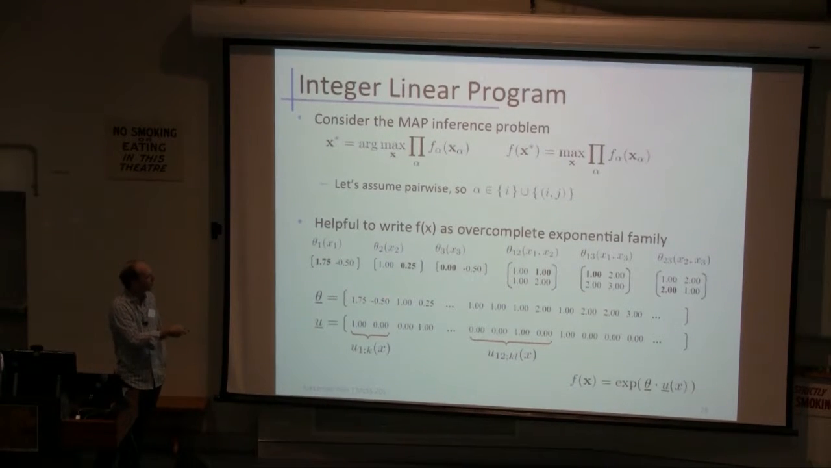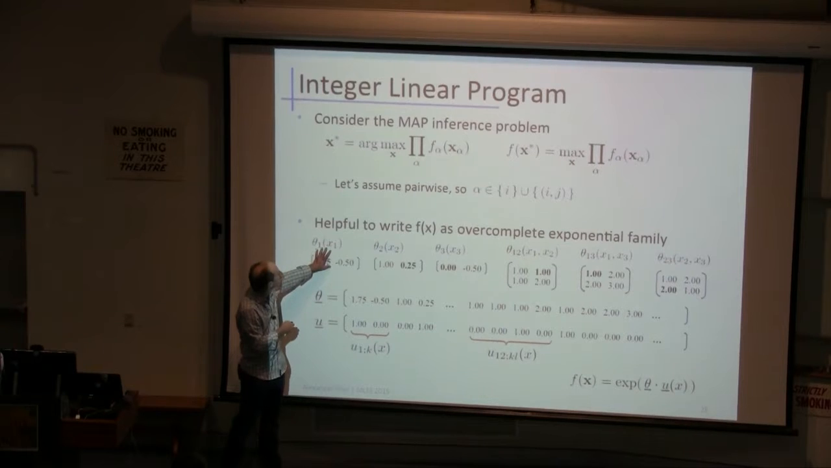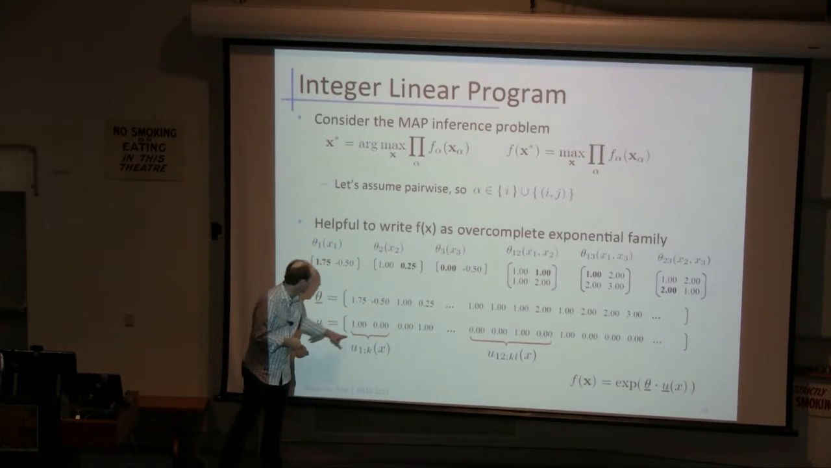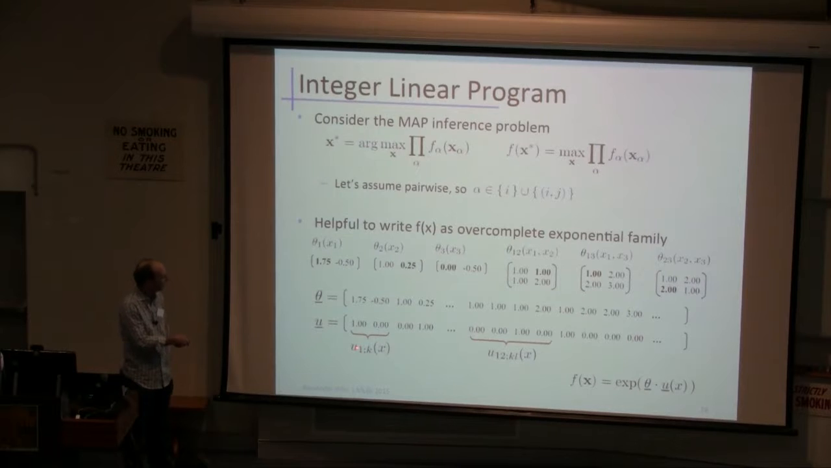And we can take those factors and vectorize them so they become one long vector of all the values in them. And we have this feature vector u that describes our configurations x. So again, each of these tables has some set of entries in u. And so I'll use notation u_{1k}(x) to mean the indicator of whether x1 takes on value k. So here I have x1 takes on value 0, so u_{1,0} is 1, and x1 doesn't take on value 1, so u_{1,1} is 0.